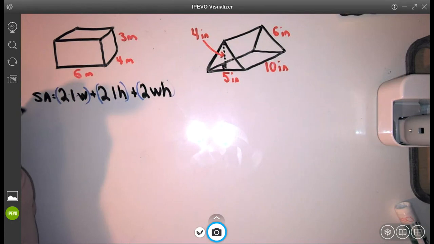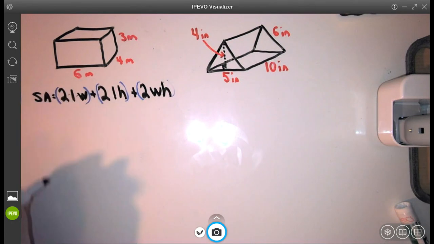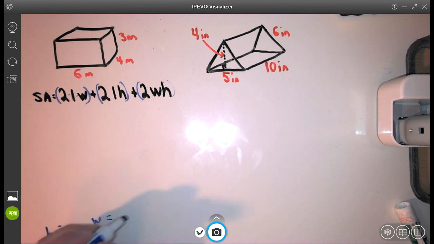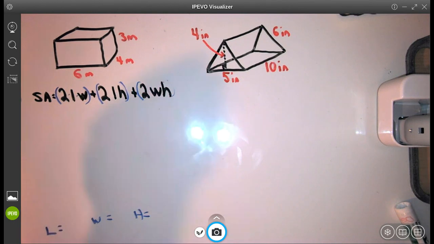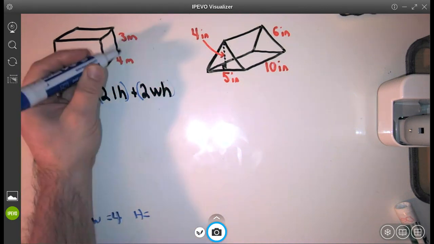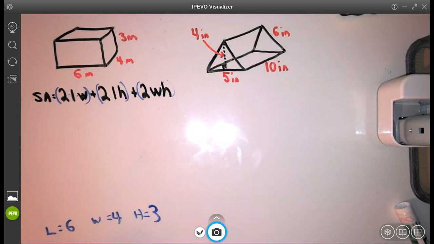When we're doing this type of problem, what I usually like to do is on the bottom, write down what the length is, what the width is, and what the height is, just so I know what numbers I'm using here. So the length, if you look up here, I'm going to use 6 as the length, 4 as the width, and I'm going to say the height is 3.